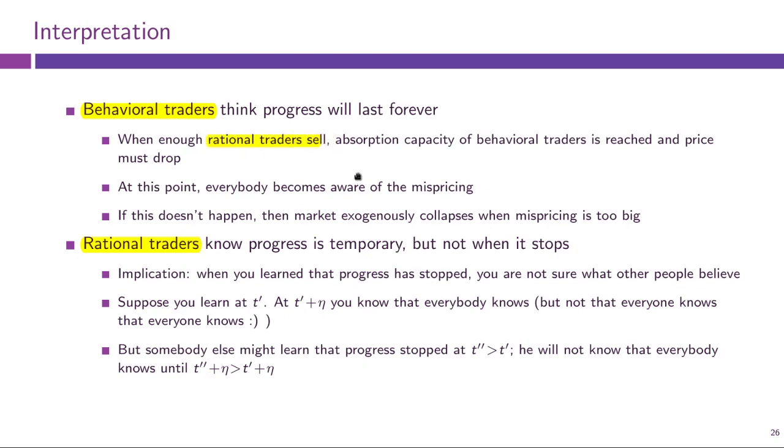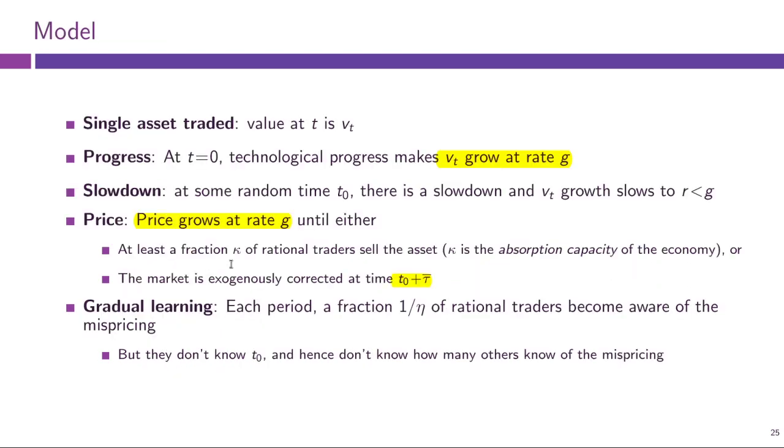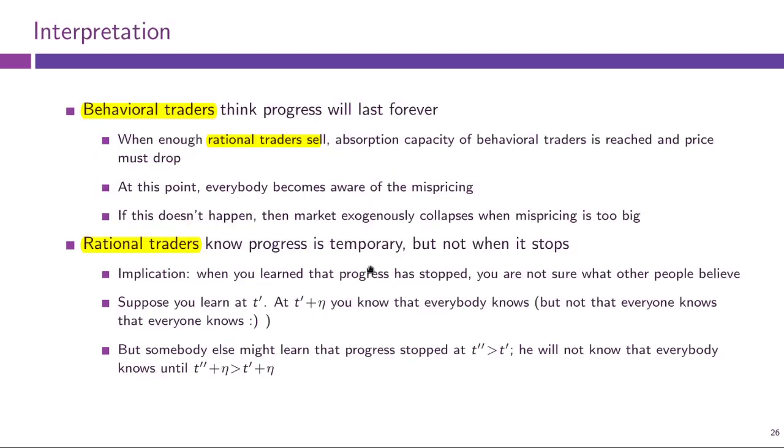Now, we assume that there is some limited number of these behavioral traders, that all traders split into behavioral and rational, and so there is only a limited number of behavioral traders. And in particular, we assume that the number of them is such as to be able to absorb the supply from rational traders when exactly kappa traders are willing to sell. I guess this was a bit of a mouthful. So let us just quickly list it here.